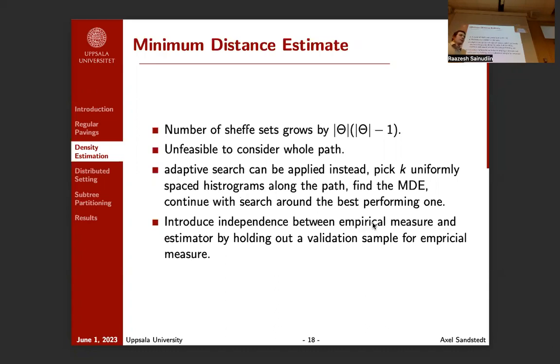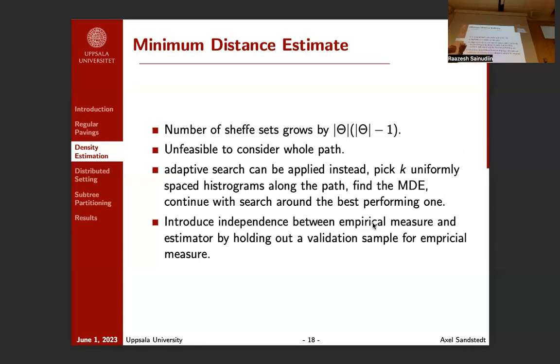What we instead can do is an adaptive search along our path and find something good at least. Along our path of more and more refined histograms, we pick evenly spaced points and find among those states the minimum distance estimate. When we have found the best performing one of these evenly spaced points, we can zoom in on the best one and get more and more.